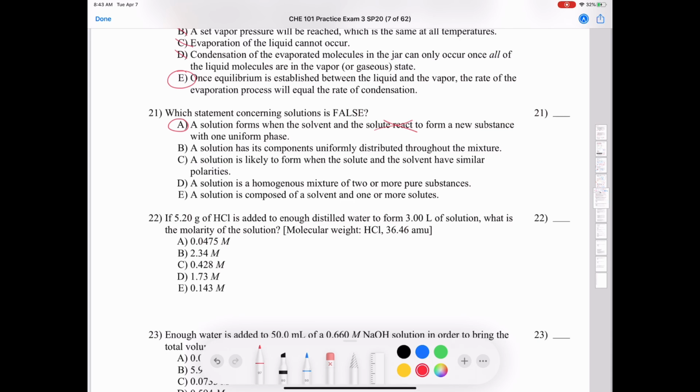So A is false. If you take a look at the other four, a solution has its components uniformly distributed throughout the mixture. This is true. A solution is likely to form when a solute and a solvent have similar polarities. You might remember like dissolves like, so that's true. A solution is a homogeneous mixture of two or more pure substances. Absolutely, this is true. Homogeneous mixture is a solution. And the last one, a solution is composed of a solvent and one or more solutes, of course. So the answer is A.